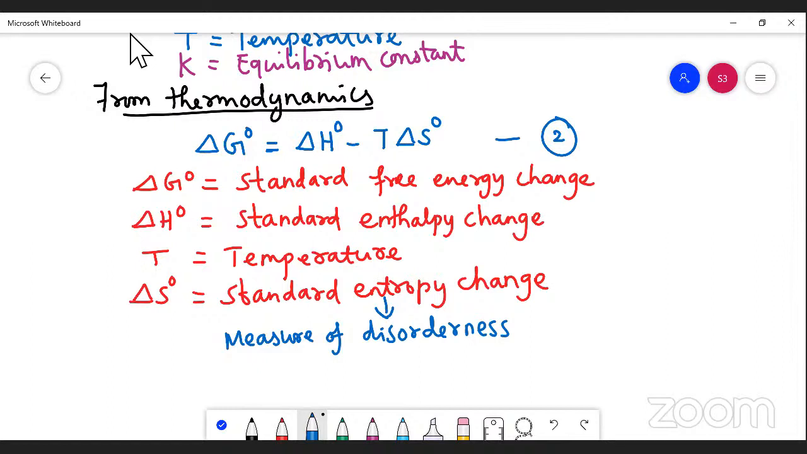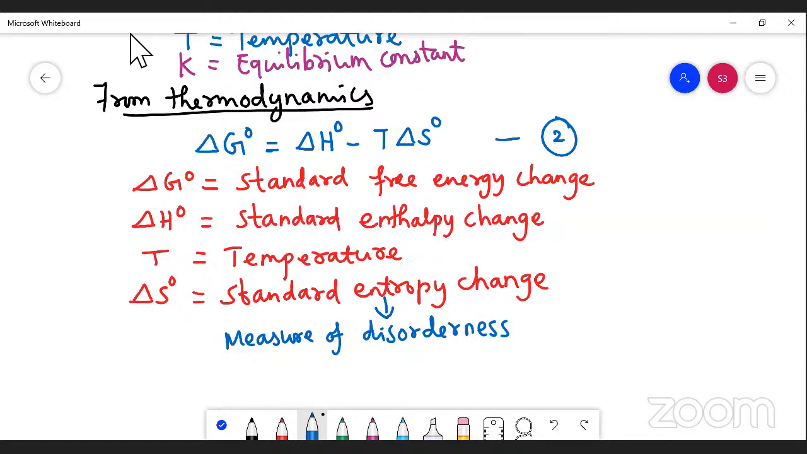So, from thermodynamics, we come to know that del G naught equals del H naught minus T del S naught, where del G naught is the standard free energy change, del H naught is the standard enthalpy change, T is the temperature involved in the system, and del S naught is the standard entropy change. And what is entropy? We know already, it is a measure of disorderness or randomness in a molecule.